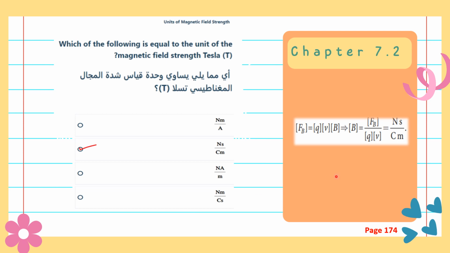Yes, from that equation you can tell that F, which is the force, equals QVB. So you rearrange the equation, and now B is equal to the force over QV. So let's discuss the units of these parameters. Force, of course, in Newton. Q is in coulomb, and V is meter per second. So we have a double division, so now S turns upward and is in the numerator. So it's NS over CM, which is equivalent to the option NS over CM.